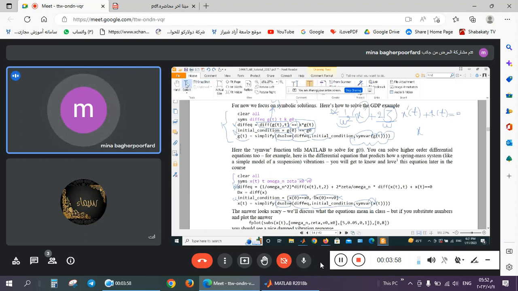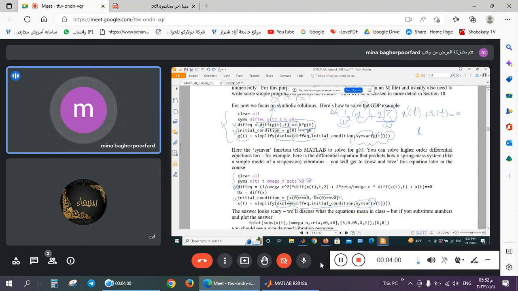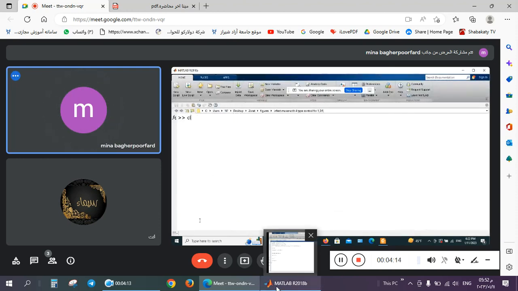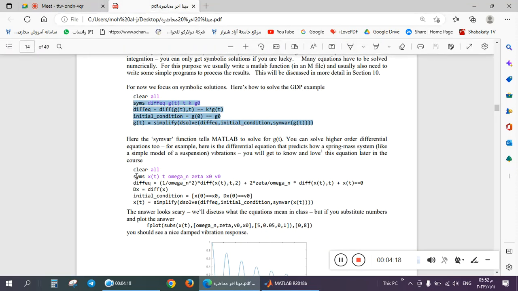Please copy and paste in your MATLAB command window. I copy, and then I paste in the command window. I press the enter button, and after that I have the solution of this equation.